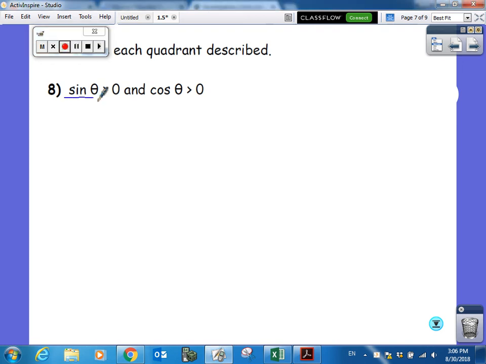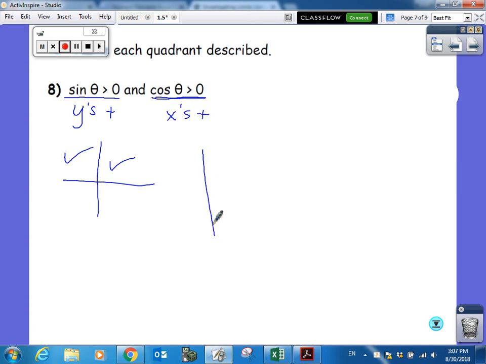Well, greater than 0 means what? Positive. So y's are positive. Y's are positive in 1 and 2. This is x's are positive. X's are positive in 1 and 4. So, absolutely correct. Quadrant 1 is the answer.